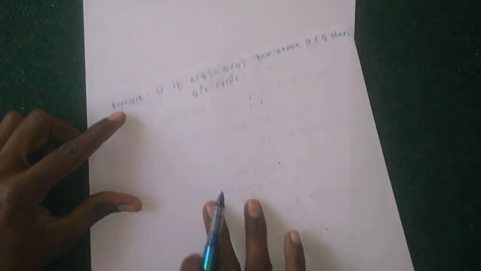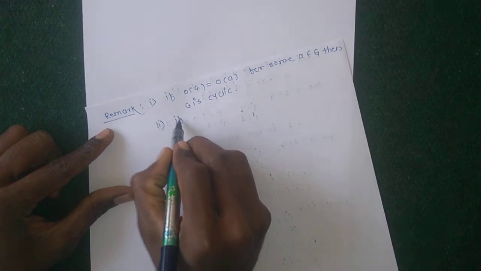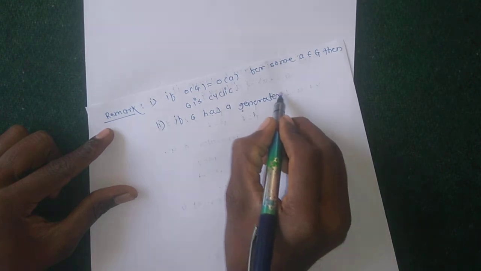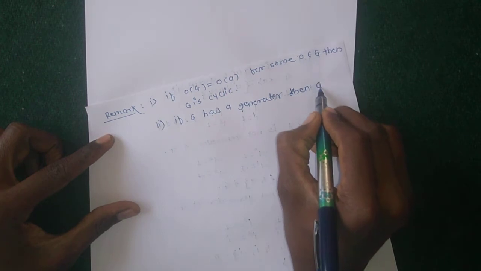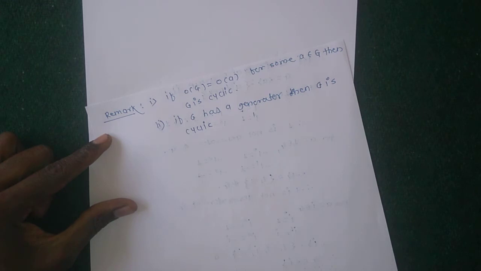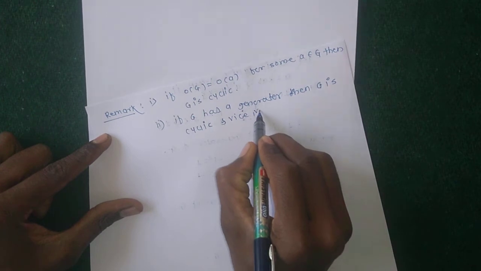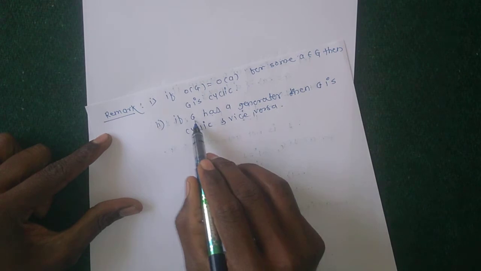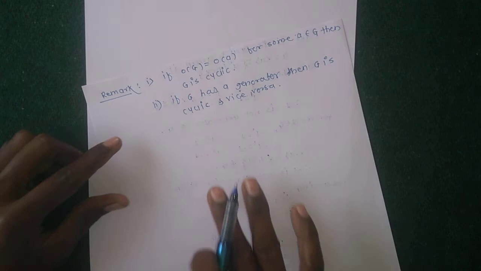The next remark is the second remark: if G has a generator, then G is cyclic. This is the definition of a cyclic group, and vice versa. It means that if G is cyclic, then G has a generator, and if G has a generator, then G is cyclic. This is the definition of a cyclic group.